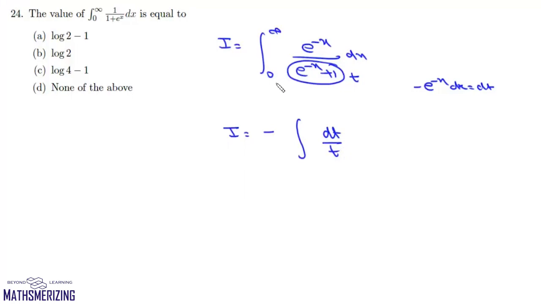Now we put x as 0, this lower limit will be 2, and if we put x as infinity, e to the power minus infinity is 0, then this limit will be simply 1, or we can write this limit as from 1 to 2 dt upon t, which is nothing but ln t, and will be nothing but log 2. So the value of this integral will be log 2 and that's your option B.